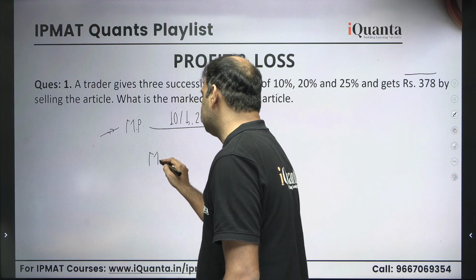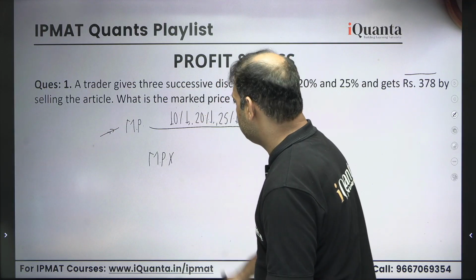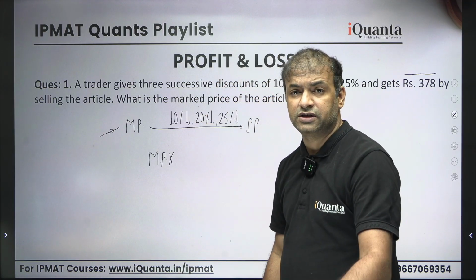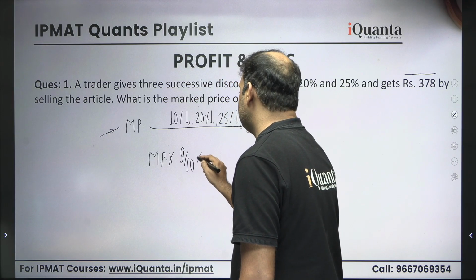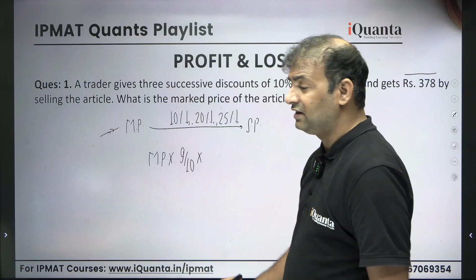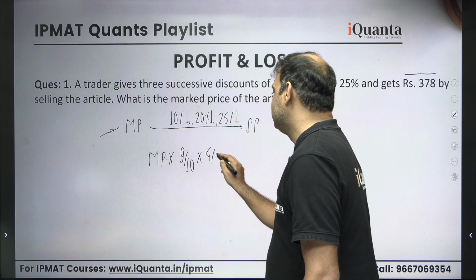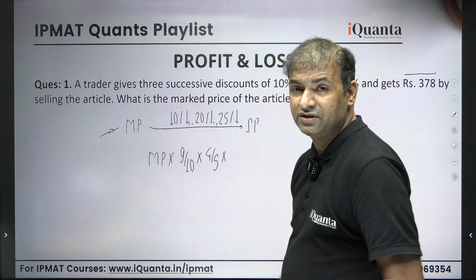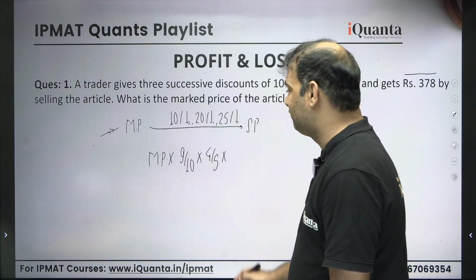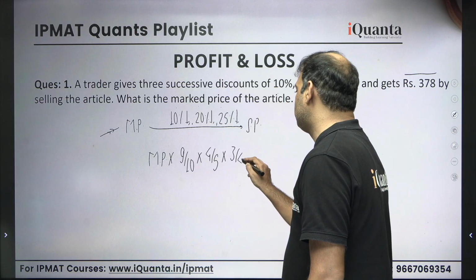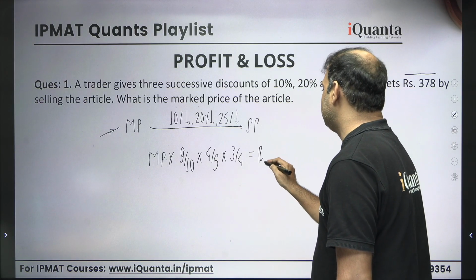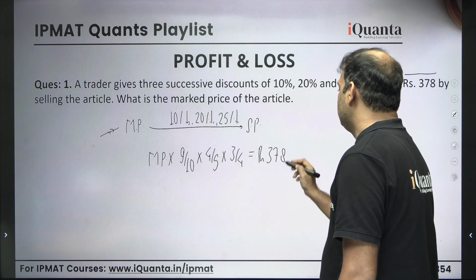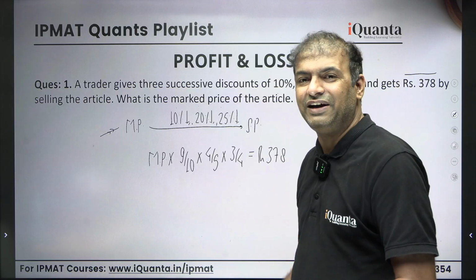So what do we do? MP first, then 10% decrease. That means the multiplication factor is 9 by 10. 20% is 1 by 5, so the multiplication factor has to be 4 by 5. 25% is 1 by 4, so the multiplication factor has to be 3 by 4. The selling price we shall say is rupees 378. We just have to use this equation to get the value of the mark price.